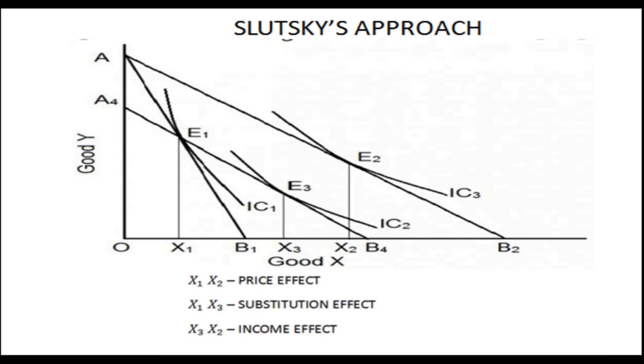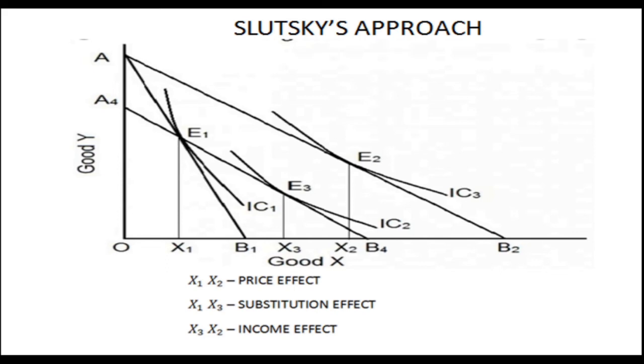He suggested that we have to withdraw some amount of money from the total income of the consumer in such a way that the consumer will not only get back to the original indifference curve but also to the original equilibrium point. Once again, I want to make sure that Slutsky suggested to withdraw some amount of money from the total income of the consumer in such a way that the consumer not only gets back to the original indifference curve but also to the original equilibrium point.